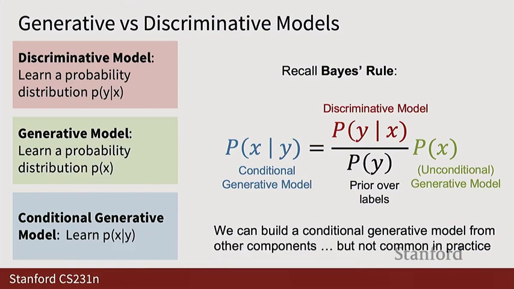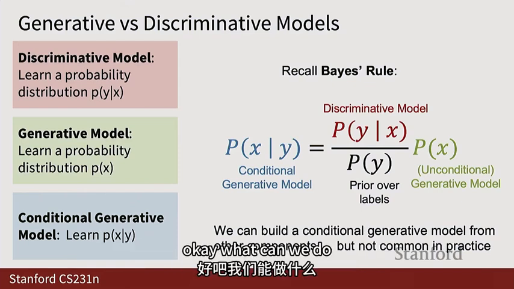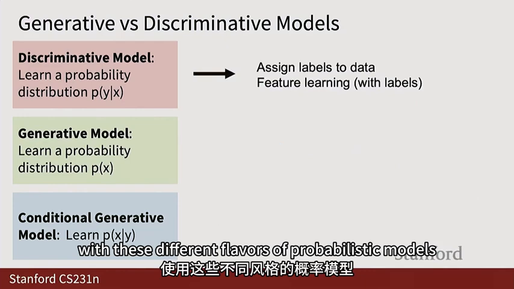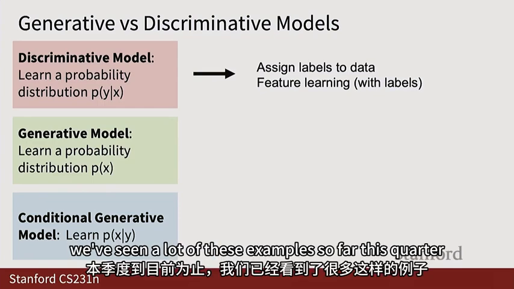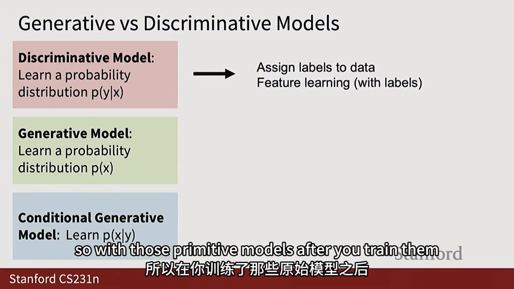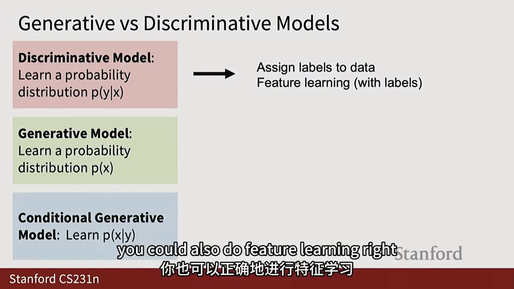So then you might be wondering, okay, what can we do with these different flavors of probabilistic models? With discriminative models, this one shouldn't require a lot of creativity. We've seen a lot of these examples so far this quarter. With discriminative models, after you train them, you can assign labels to data. You could also do feature learning, right?